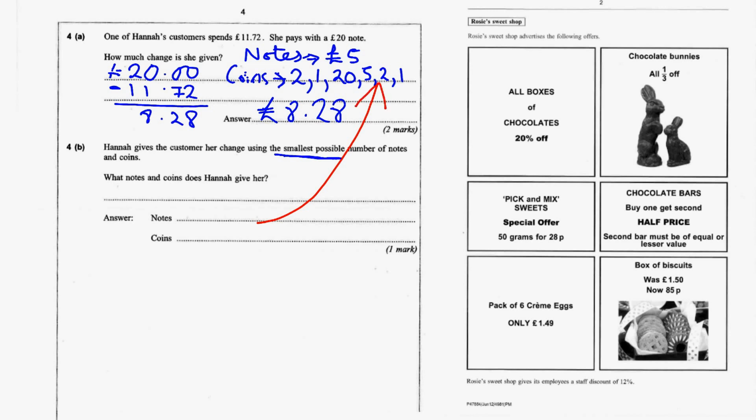Okay, so what you'd put down in here, how many notes, you give her a £5 note. The coins, you'll give her £2 coins, £1 coin, 20p, 5p, a 2p and a 1p. Okay, so that's for 2 marks. You get these 4 actually, the working out of here and the answer. And for this one, 1 mark is just for putting down the change that she'll be given.